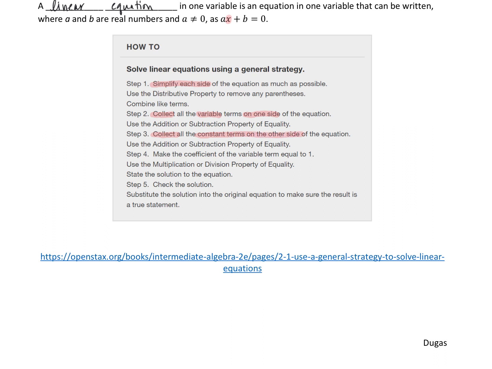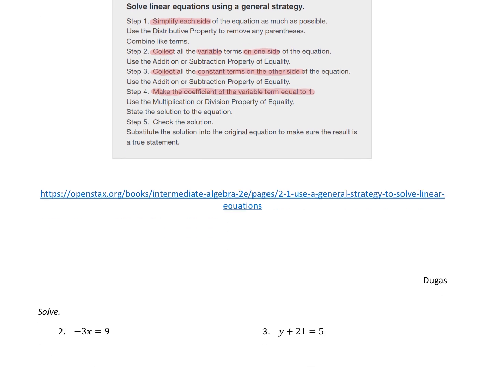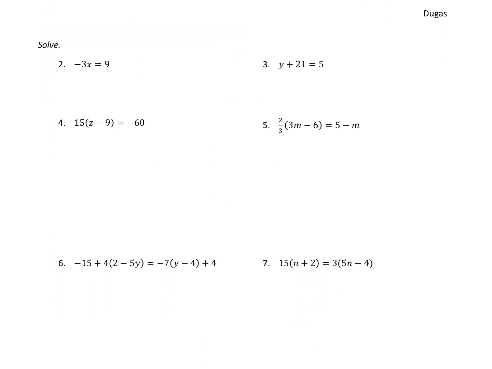So for example, I like my variables on the left and my constants on the right, but it doesn't matter as long as you take all the variables and put them on one side of the equal sign, and the numbers that do not have variables, constants, on the other side, you're good. Then you make the coefficient of the variable equal to 1, so that you just have x equals whatever it's equal to. You don't have to check. That's an optional step in this case. So let's do some examples.